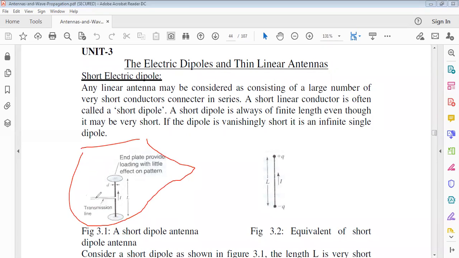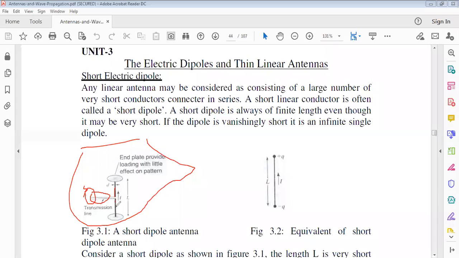Okay, see here, this is the piece of transmission line. Already you know what is meant by transmission line. Transmission line is the physical medium which is used to guide the radio waves. This is the transmission line, and this is the source point. And this is the end point.